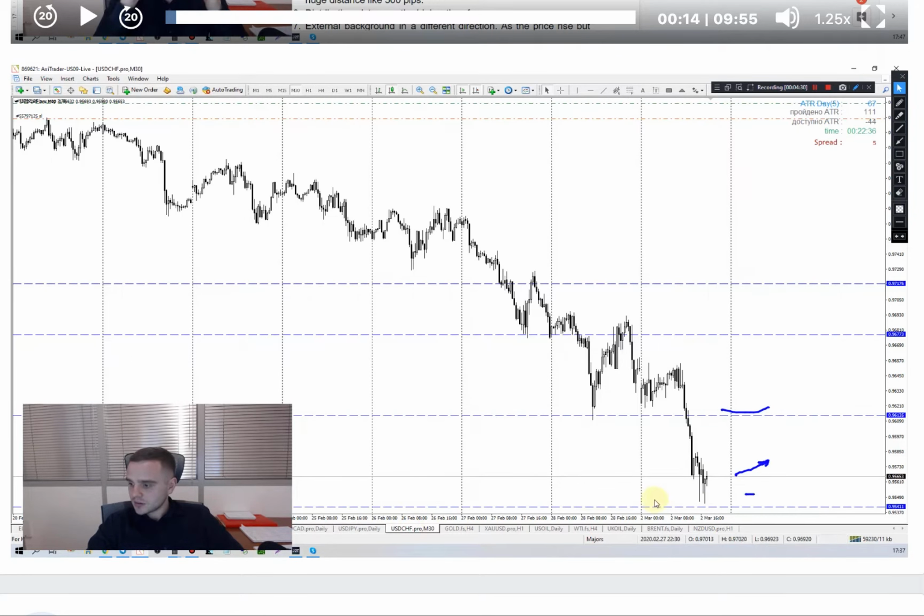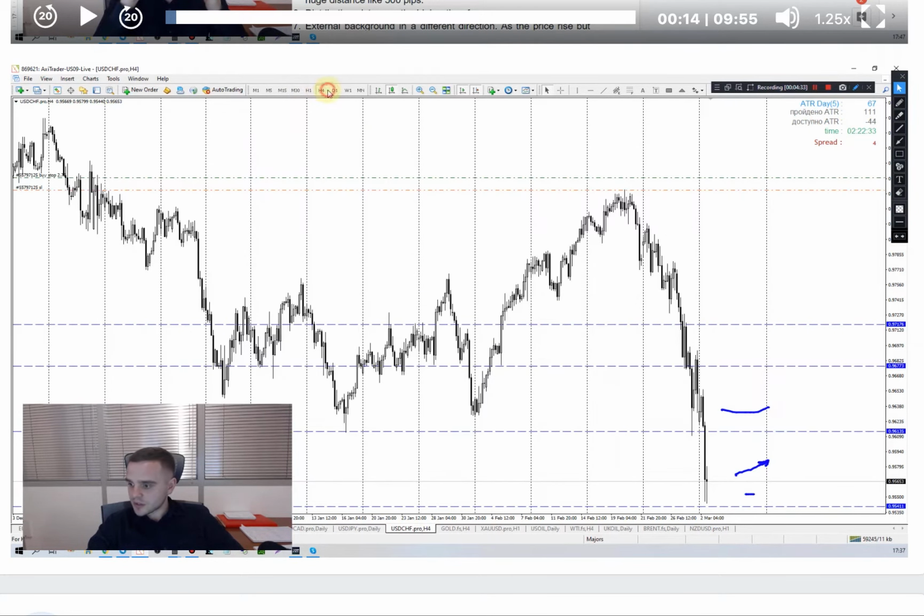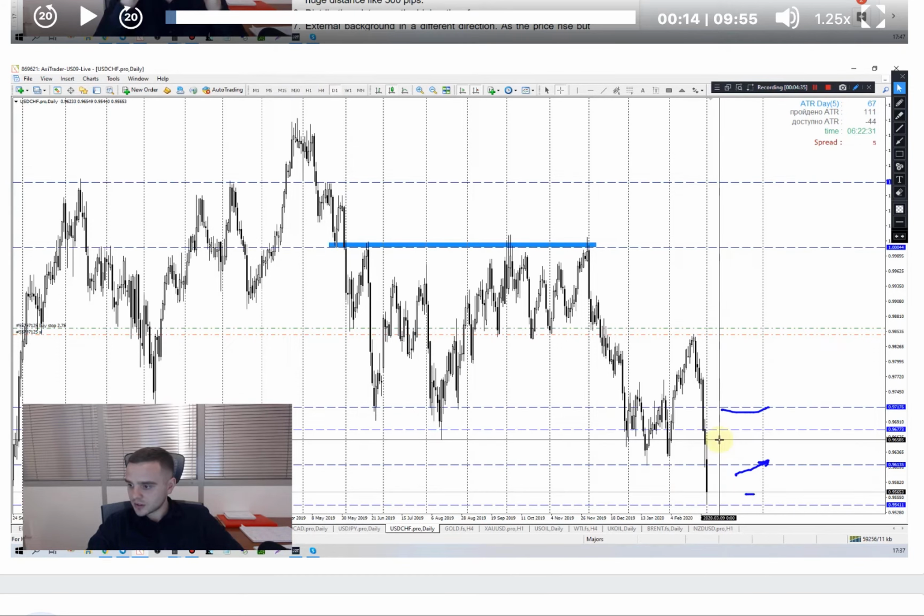The same here, Swiss franc. So sad that price didn't come to this key level, but take a look here. It is nearly 120 pips, and the average daily move is 67 pips. That means it is nearly 2 ATR in one candle.